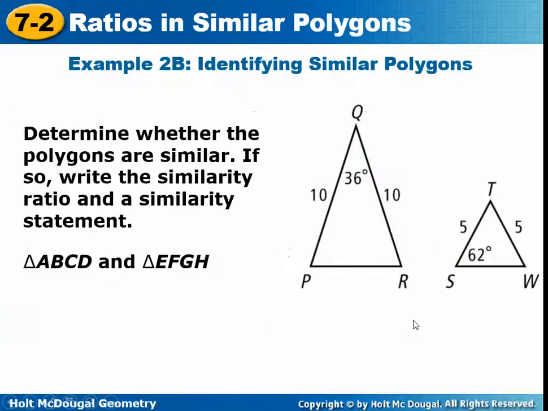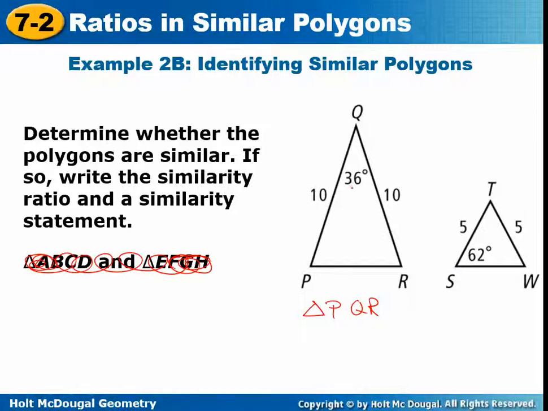Okay, here's a different example. It says, determine whether the polygons are similar. If so, write the similarity ratio and a similarity statement. This is not these two triangles. So we have here triangle, let's call it PQR, and we want to see if it's similar to this one.